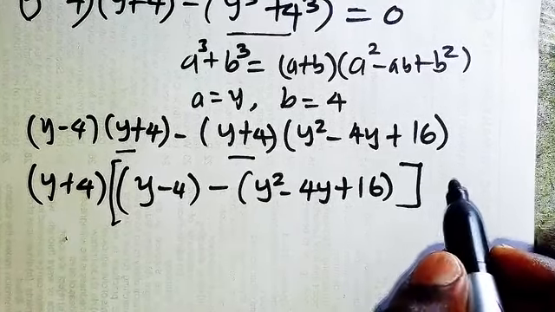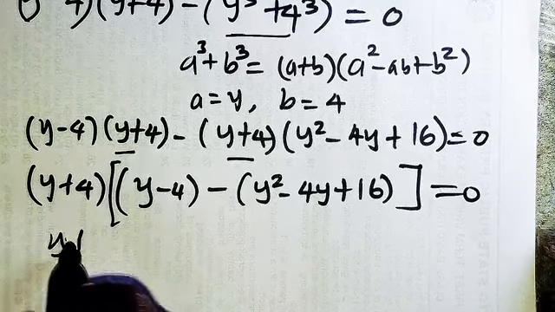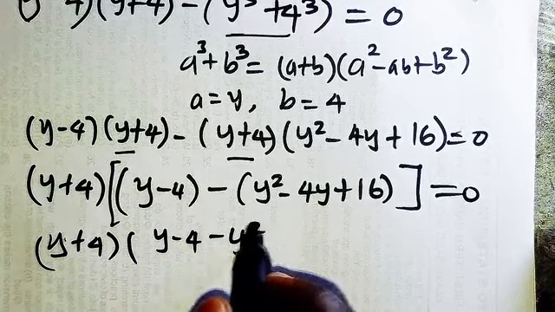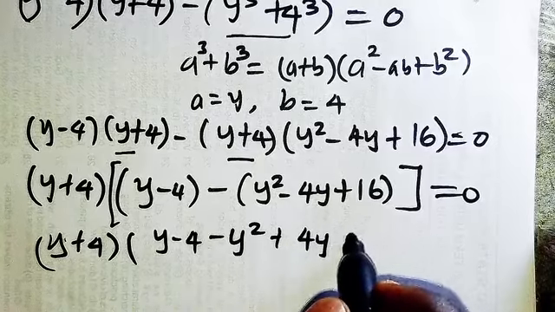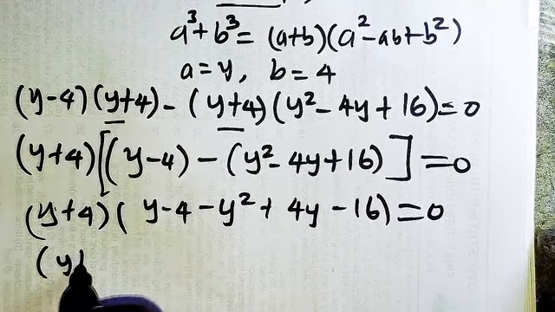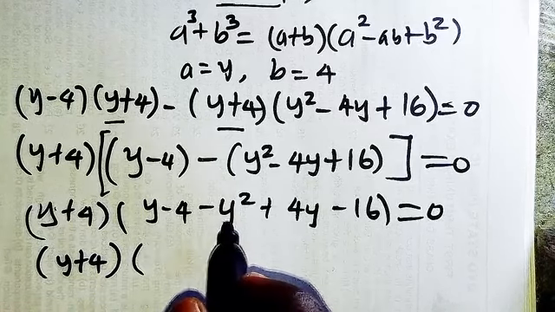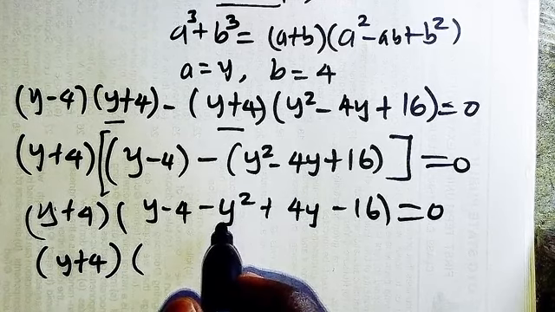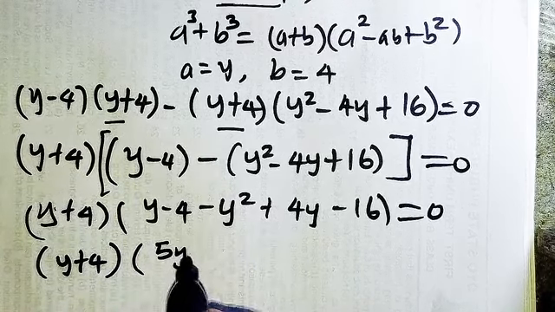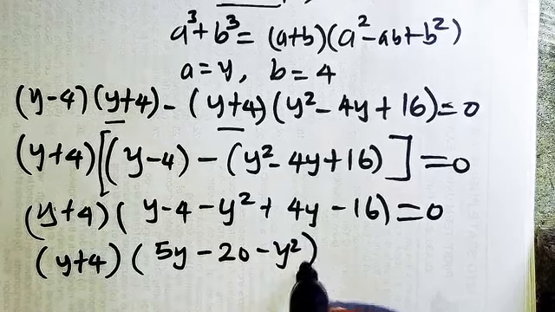So we can see we are having equal 0 here. So now from there, we have y plus 4, then y minus 4, open the bracket, I have y squared plus 4y, then minus 16 equals 0, right? So from there, the next thing, you have y plus 4, then y plus this, we are going to be having 5y, and here we are going to have minus y squared. So now we're going to be having this plus this, we're going to be having 5y, right? Then minus 4 minus this, I'm going to be having minus 20, then I have minus y squared equals 0.